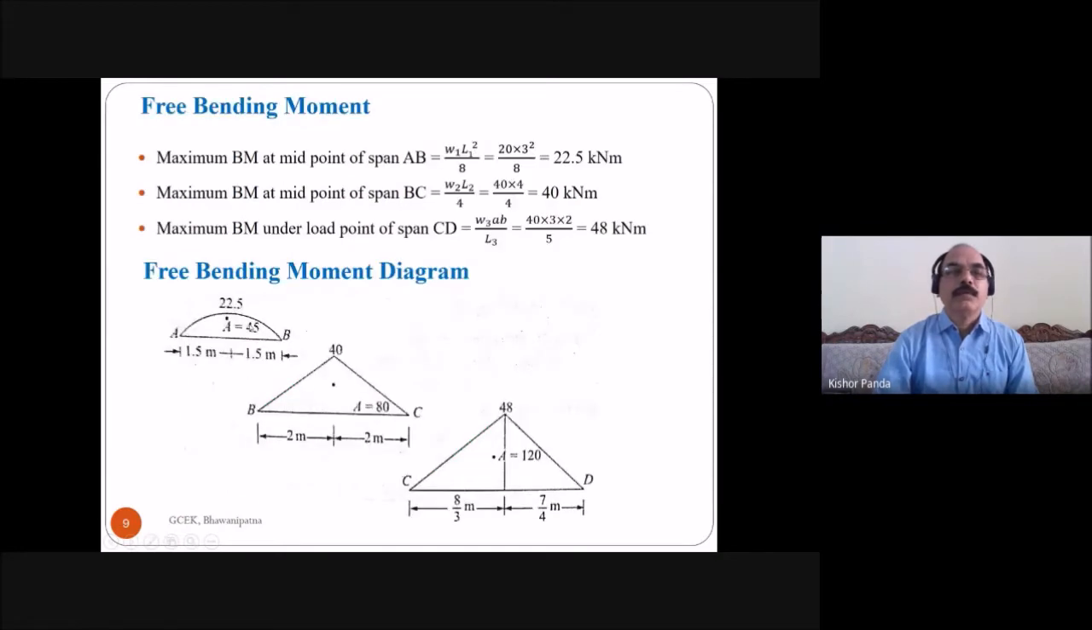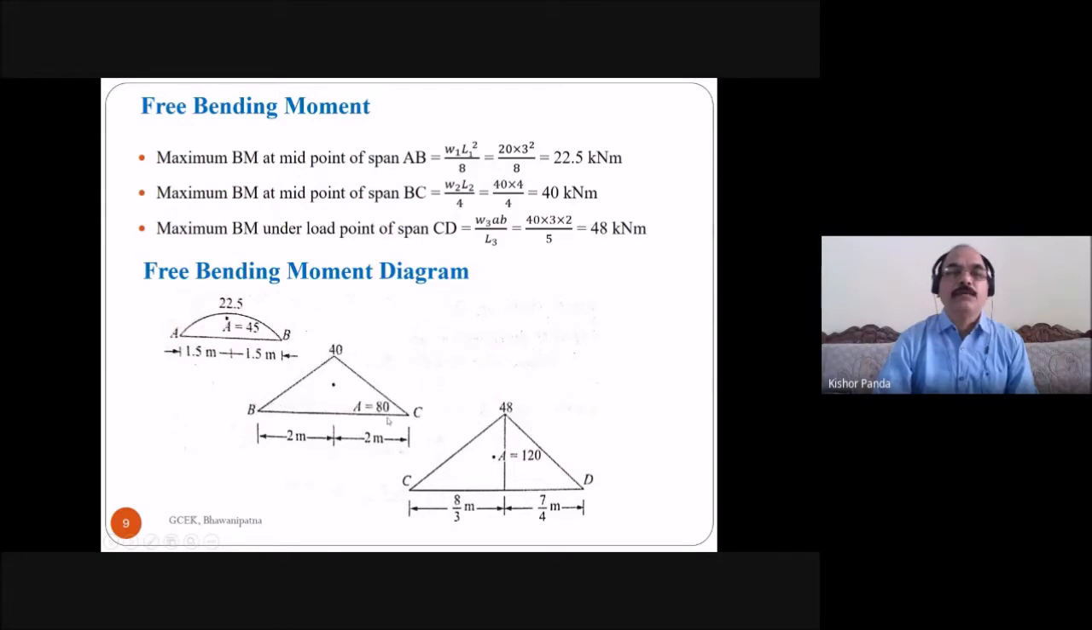So the area of this diagram is your 45. What is the area? How will you find out this area? 2/3 into base into height. The area of the parabola is 2/3 into base into height. 2/3 into 3 into 22.5 is equal to 45.